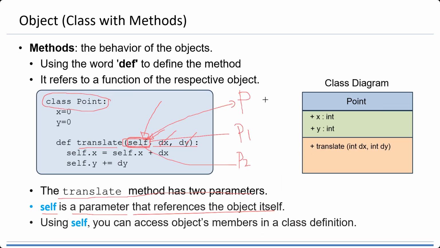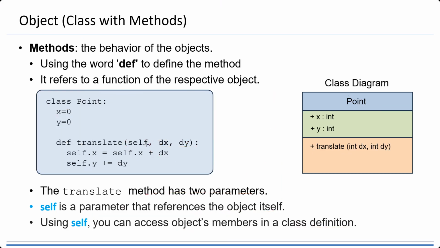As you know, P.x will have its own value. P1.x has a different value. P2.x has a different value. So you need to declare self in order to understand which object it is, and what the value of that particular object is. Using self, you can access the object members in the class definition. Whenever you use self, you can access the attributes.